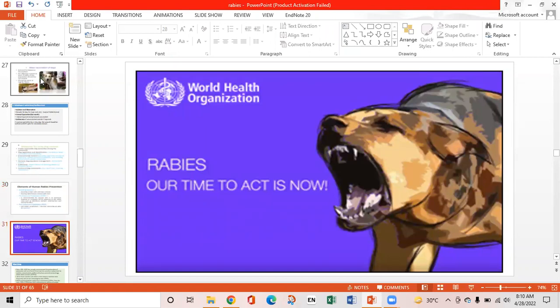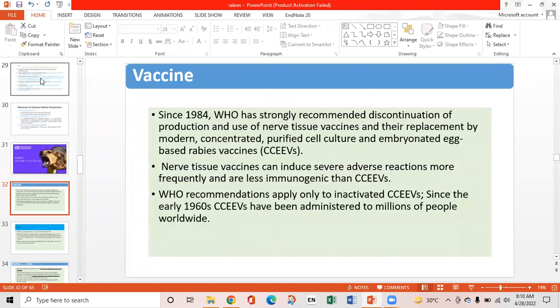Rabies, it's time to act now because it can only be prevented and cannot be treated. Vaccination. Since 1984, WHO has strongly recommended discontinuation of production and use of nerve tissue vaccine and their replacement by modern, concentrated, purified cell culture and embryonated egg-based rabies vaccine. Nerve tissue vaccine can induce severe adverse reactions more frequently and are less immunogenic than CCVs. WHO recommendations apply only to inactivated CCVs. Since the early 1960s, it has been administered to millions of people worldwide.